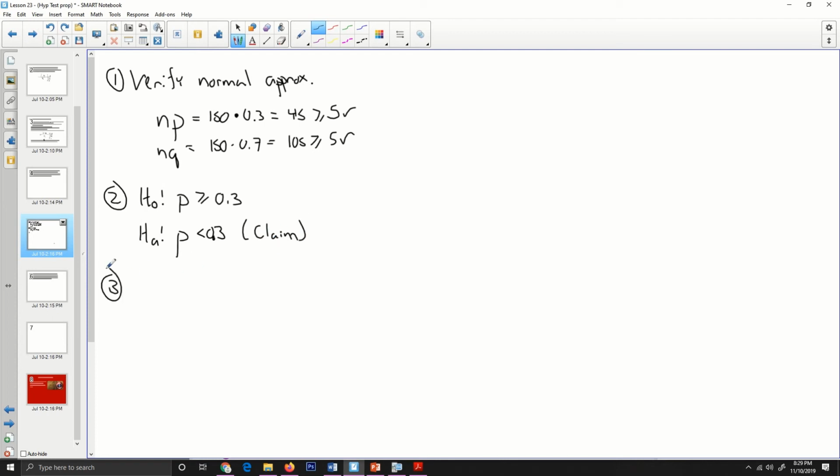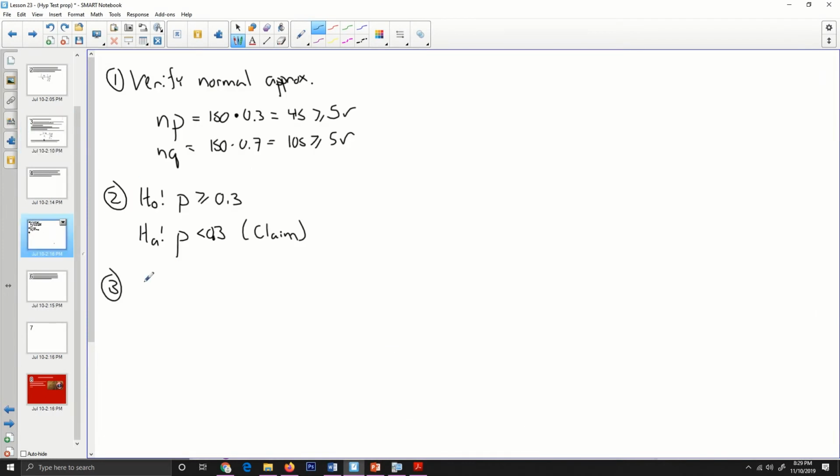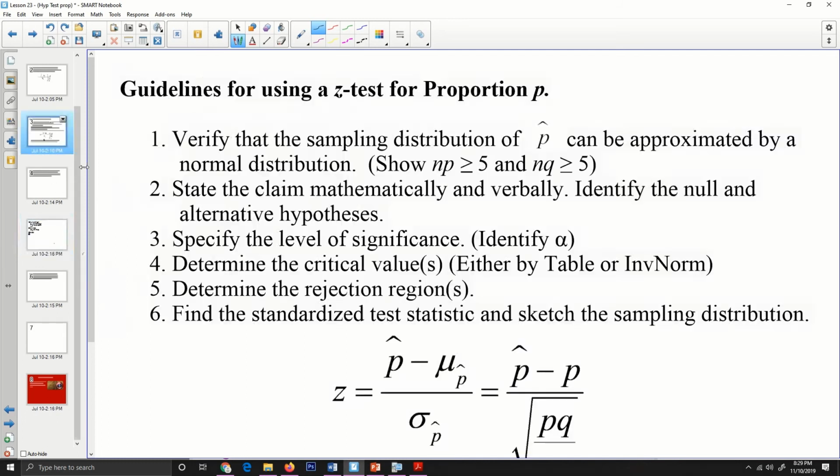Okay, we're to number 3. Number 3 says, specify the level of significance. That's pretty easy. We know that to be 0.01. Number 4 says determine the critical values either by a table or inverse norm.